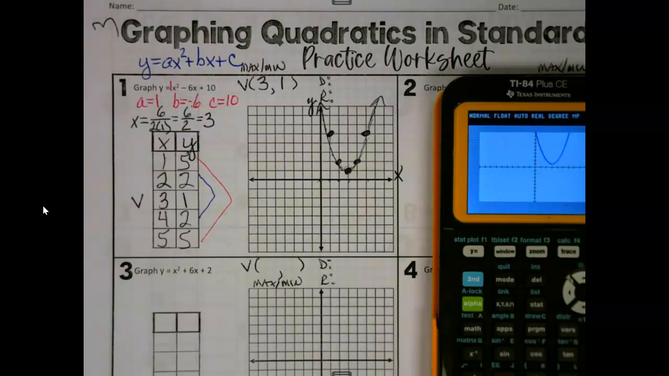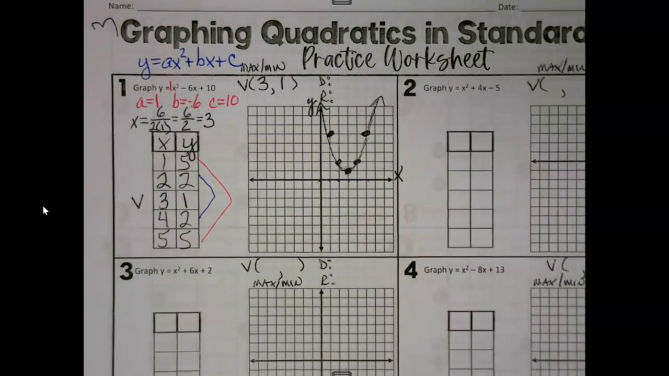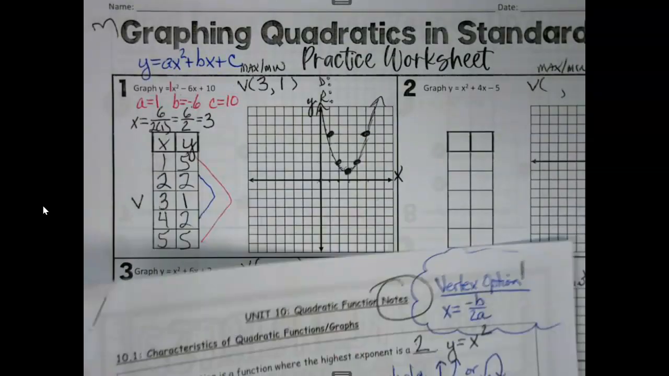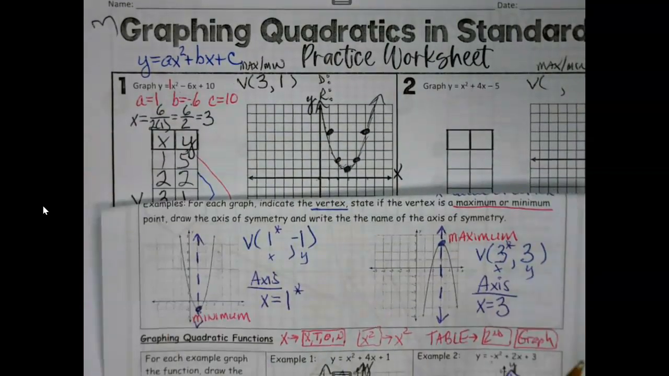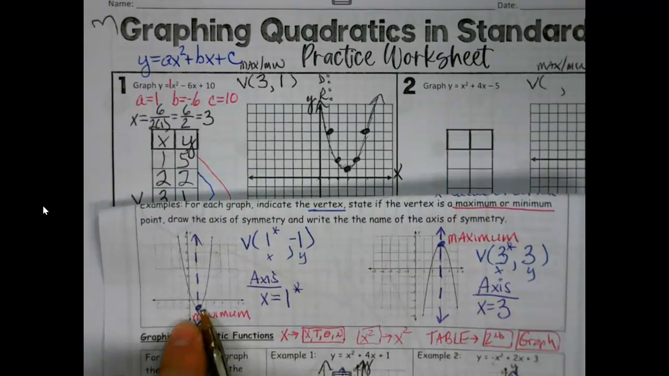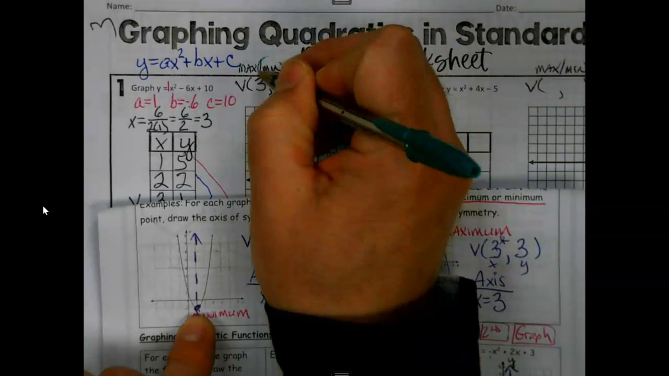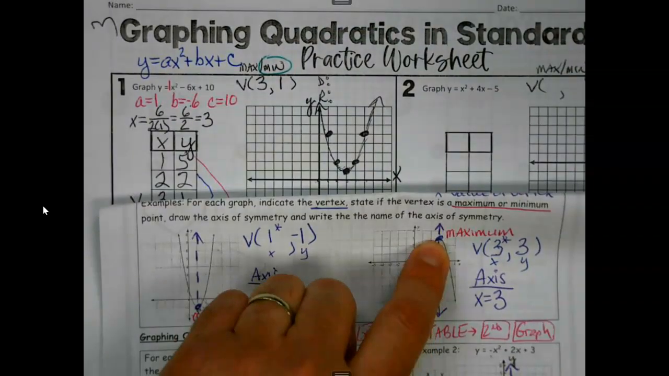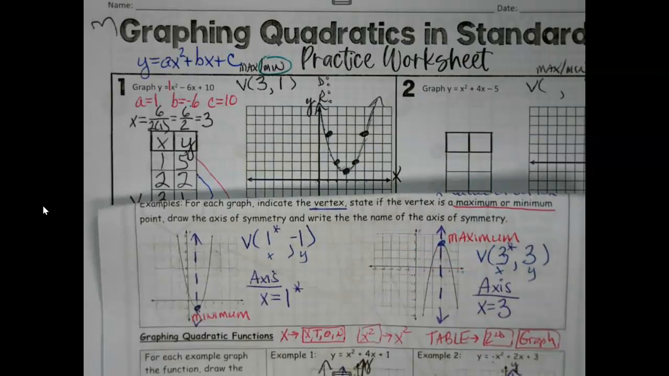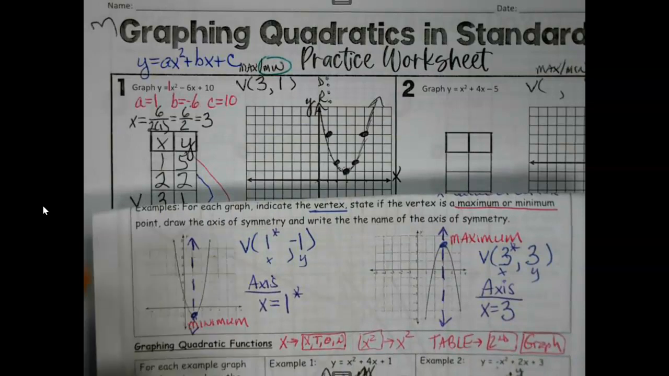So once I get my graph set, it looks like the only thing we've got left here is the min versus max game, which we chatted about some yesterday. If our vertex is at the bottom, down in the valley, we've got a minimum. Okay, if my vertex would have been on top of the mountain, we had a max. We also chatted about domain and range.